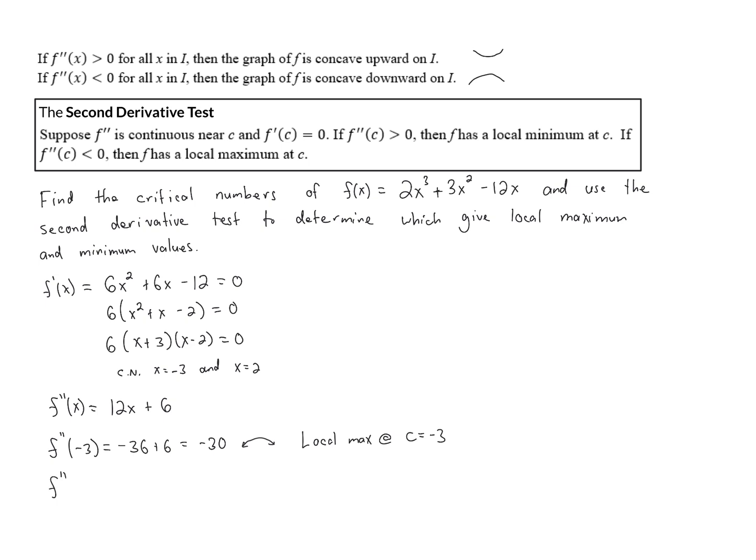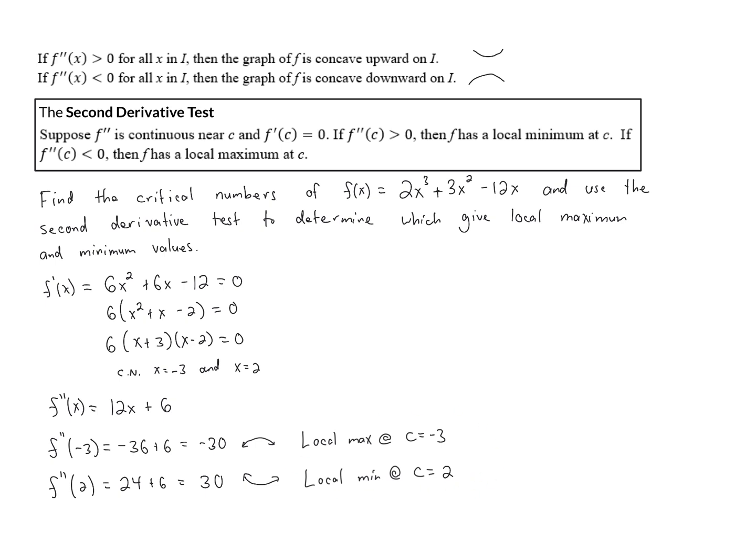And then if we do the same thing, but we evaluate this at 2, 12 times 2 is 24, and 24 plus 6 is +30. Positive means a smile. That means we have a local minimum there, a local minimum at c equals 2. If we want to figure out the function values at those points, we'd have to plug in 2 and -3 into our original function, but we weren't asked for that. We just wanted to know if these corresponded to local maximum or local minimum values, and that is exactly what we have.